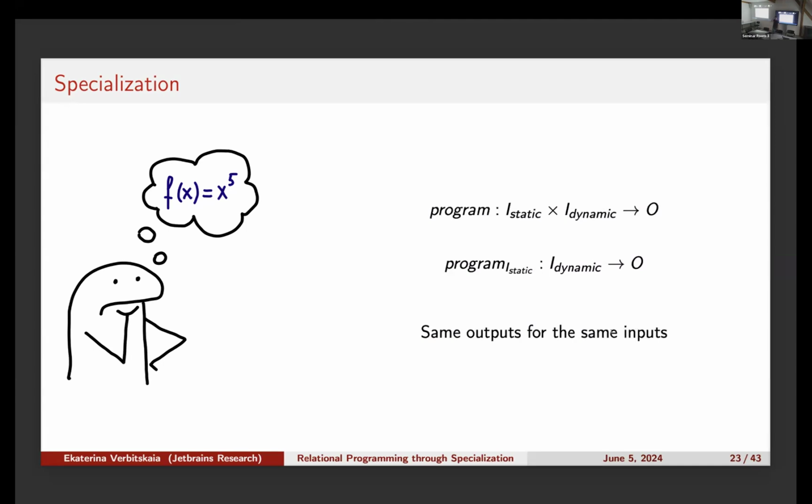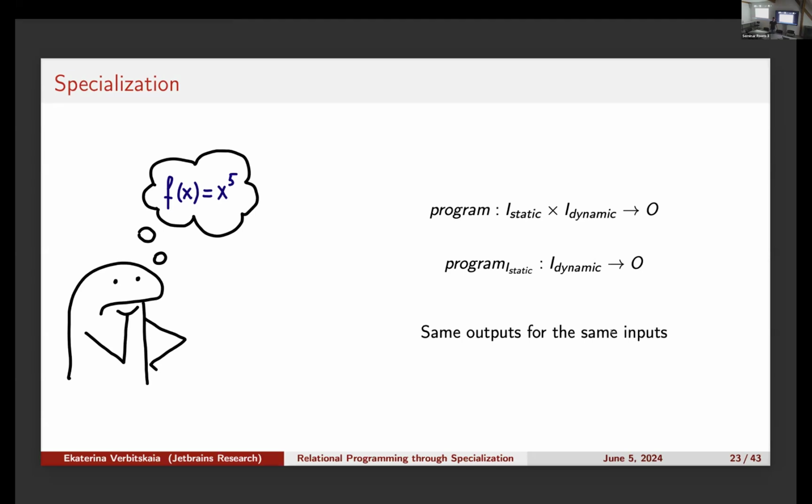This is an example of a more general approach, which is called specialization, where you separate your arguments into static and dynamic, analyze your program, and create a program that has already substituted everything it knows about the arguments into it, to get a program that works the same, but faster.